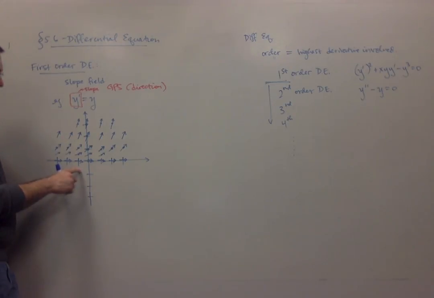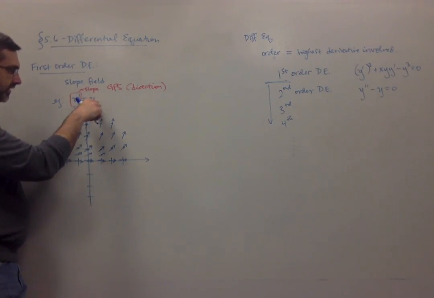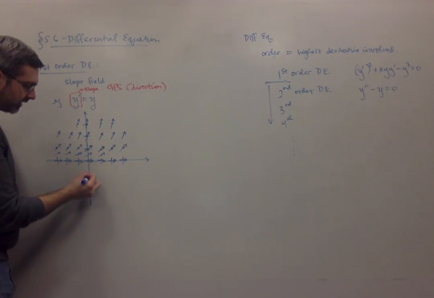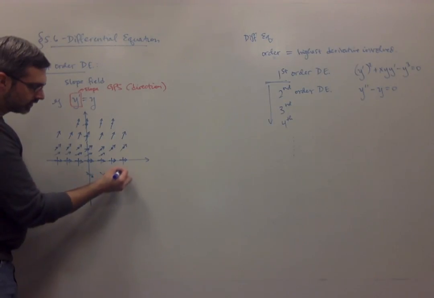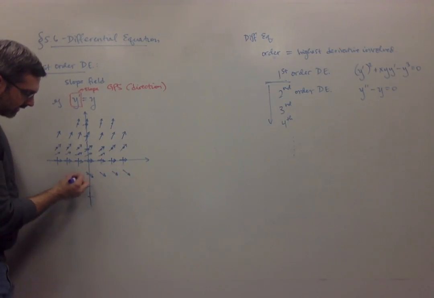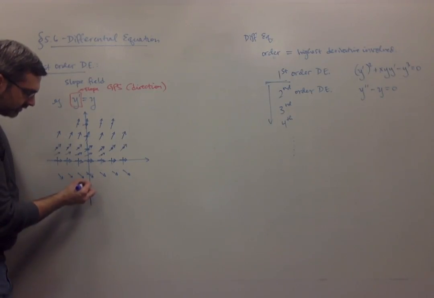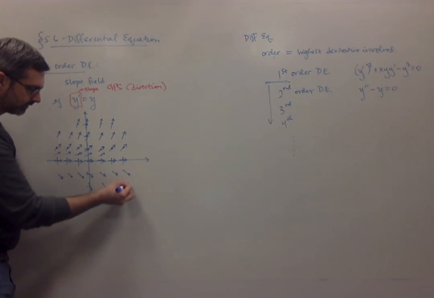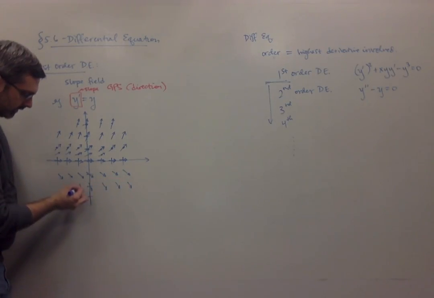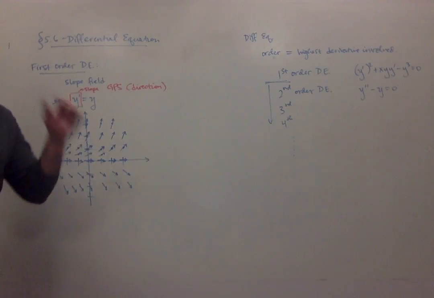Okay, what about down here? If I'm at 0, -1, if the y value is -1, the slope is -1. So that means you've got arrows down here that actually go down like that. If the y value is -2, the slope is -2, so it's even steeper down. Okay. All right. So this is what's called a slope field.